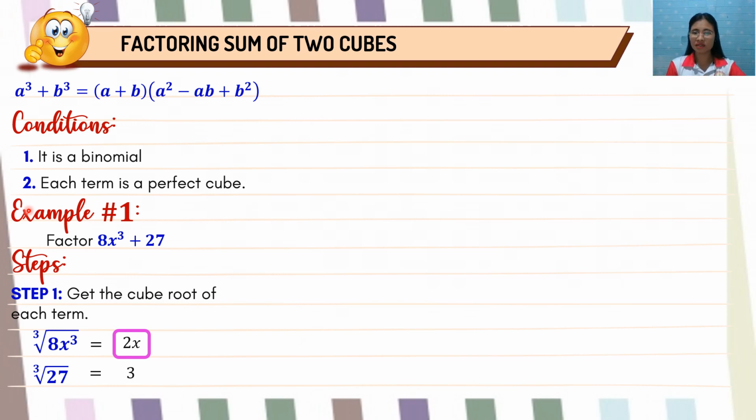So in sum of two cubes, it is very important that you are very familiar with numbers that are considered as perfect cubes. And what are those numbers? 1, 8, 27, 64, 125, and so on. So all you need to do is start with one digit, multiply it to itself 3 times, and you will be able to get a perfect cube.